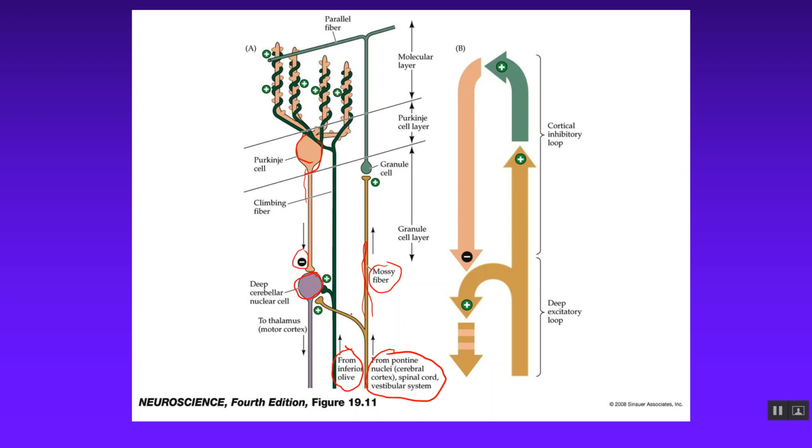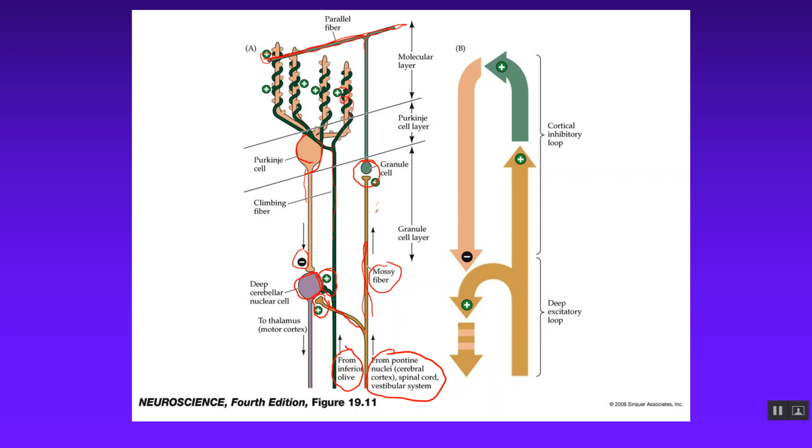The connections have these collaterals that come off. These connections are excitatory to the deep cerebellar nuclei. They go up to the granule cells, at least the mossy fibers do. The mossy fibers go to granule cells, they're excitatory, and then they go to parallel fibers, which are also excitatory. The climbing fibers basically climb up and almost wrap around, very intimately wrapped around and connected to the Purkinje cells, okay?